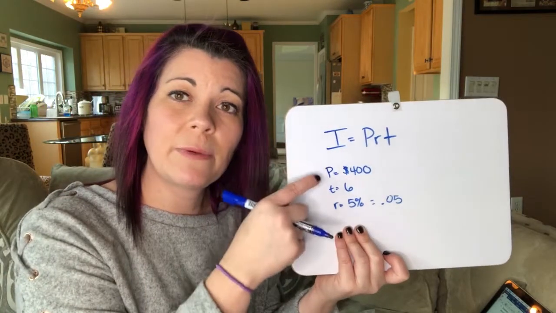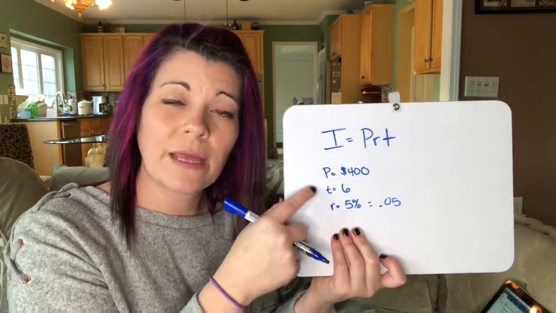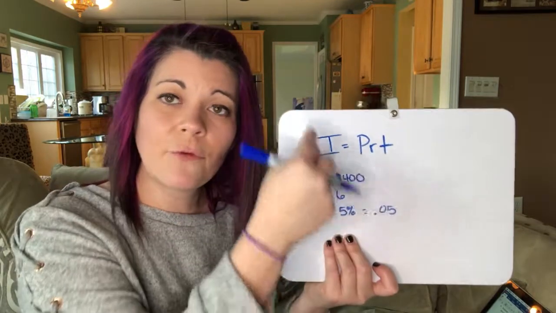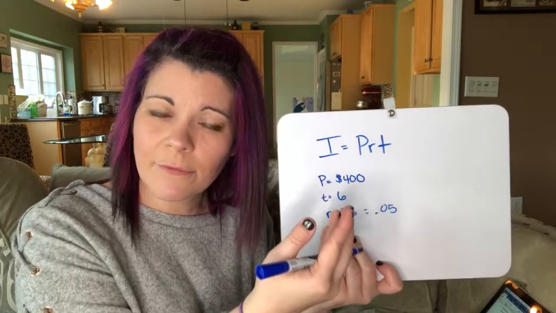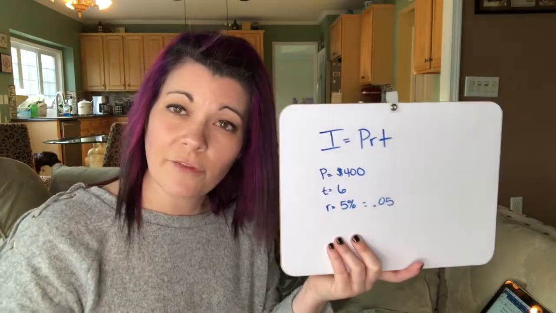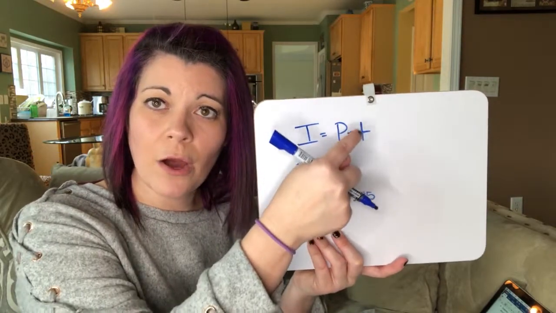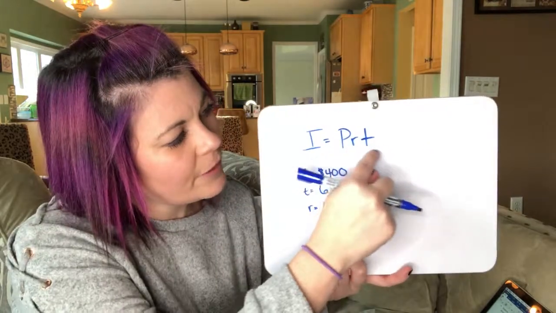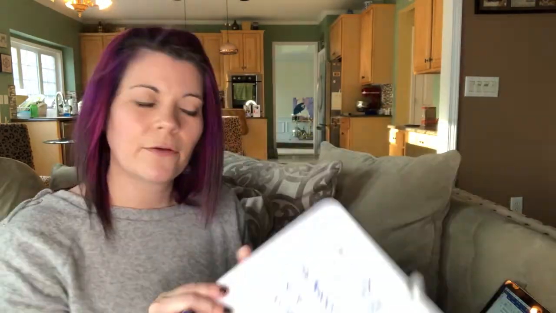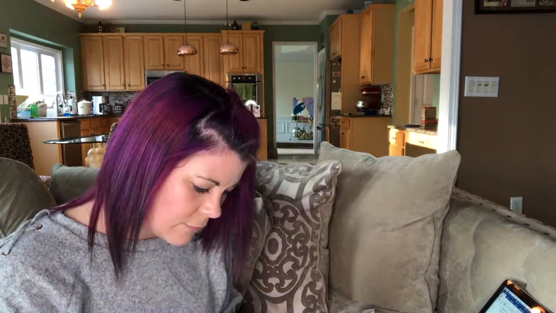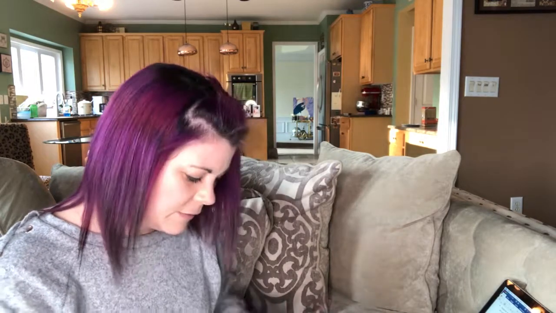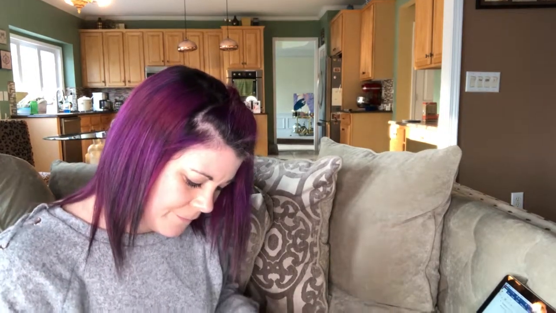So we have our P, our R, and our T. In this formula, if you're trying to solve, you need 3 out of the 4. So we have 3 out of the 4, and we just plug them into that formula. We know the P, the R, and the T. And when they're side by side, this means multiplication, right? So we're going to multiply all those. So I, which we don't have, equals principal times the rate times the time.